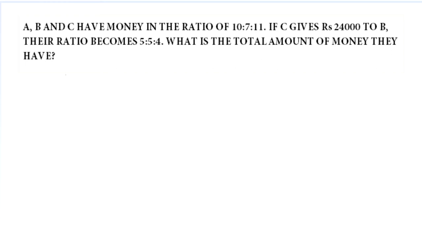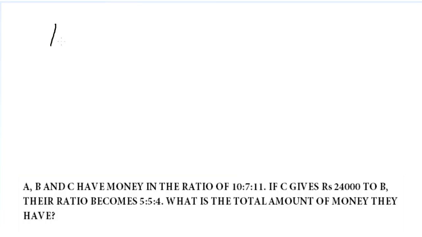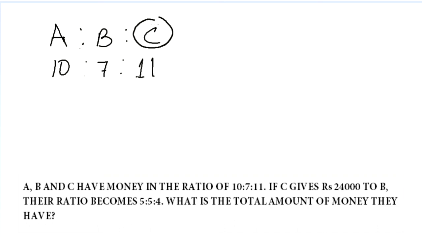Okay, this is a question. Let us consider three people, A, B, C, in the ratio 10 is to 7 is to 11. Let's say C gives B 24K, and then after that the ratio of the money they have becomes 5 is to 5 is to 4.